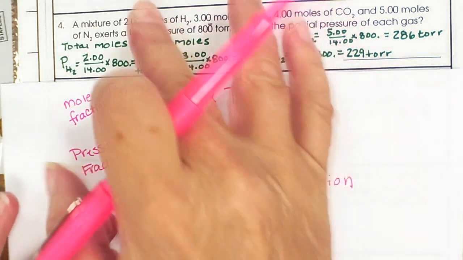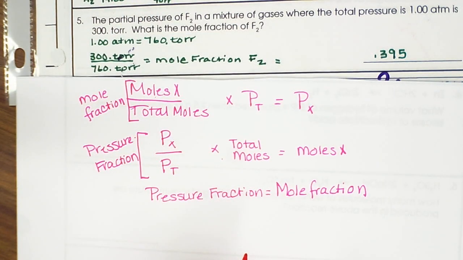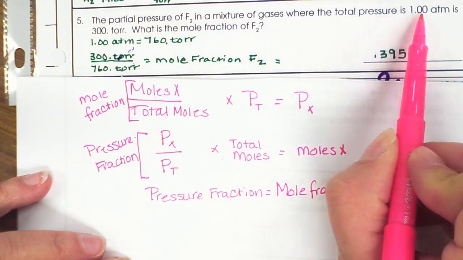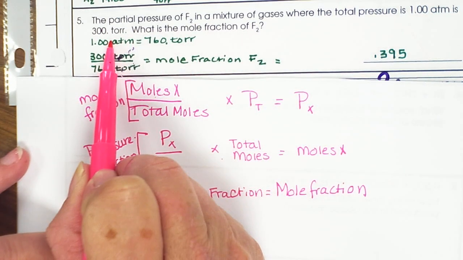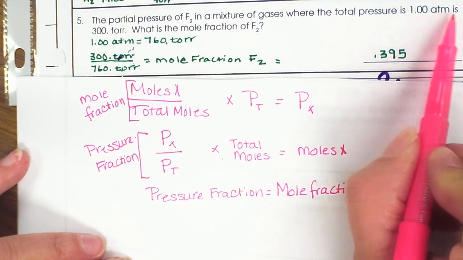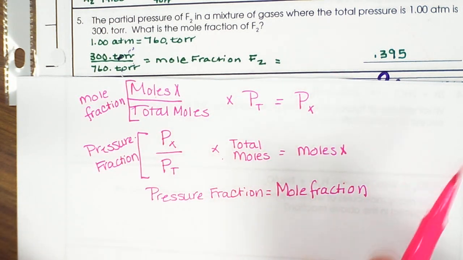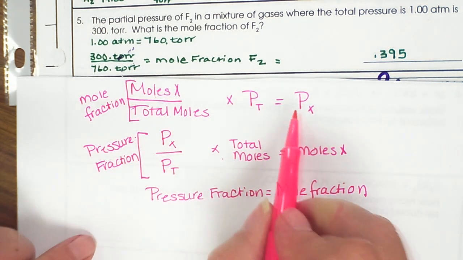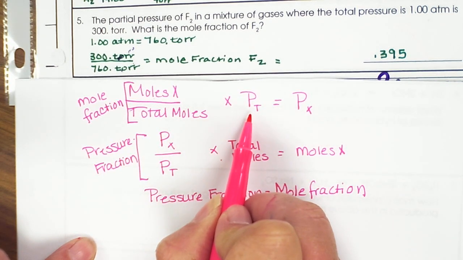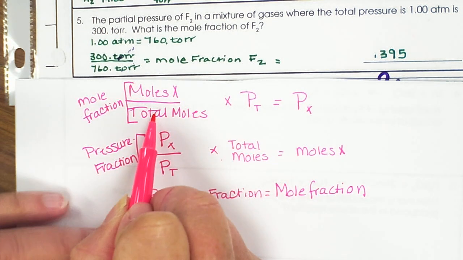Okay? The next one says, the partial pressure of fluorine in a mixture of gases where the total pressure is 1 atm is 300 torr. So the partial pressure is 300 torr, and the total pressure is 1 atm. What is the mole fraction? So I have my partial pressure, 300 torr, and my total pressure, 1 atm, and I need to find my mole fraction.